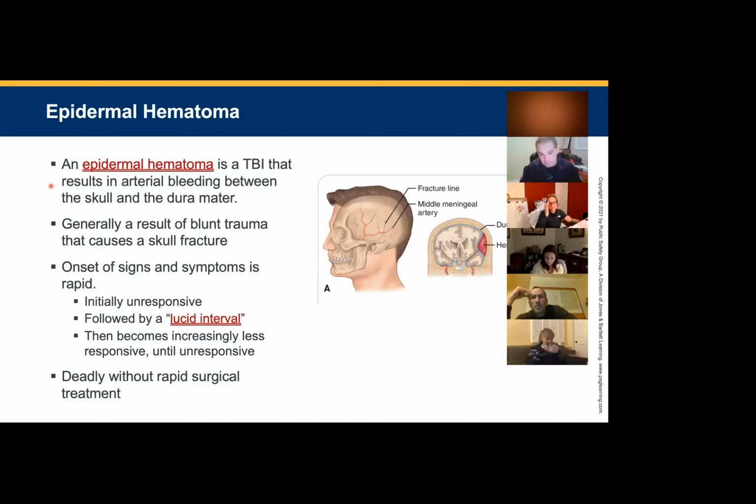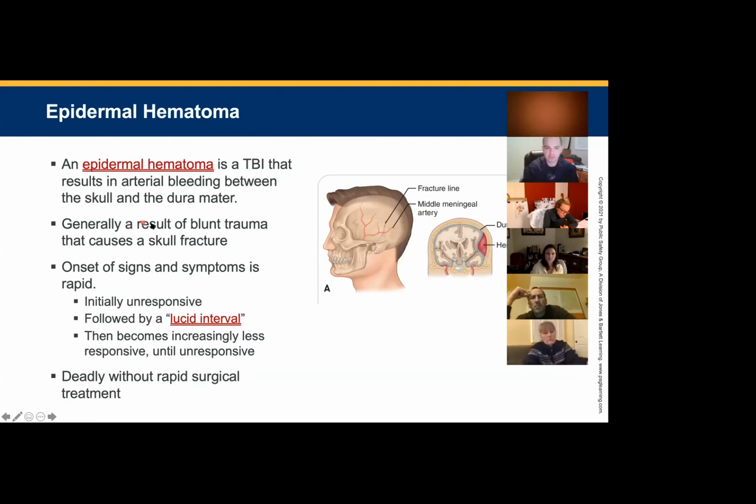All right, so an epidural hematoma is a traumatic brain injury that results in arterial bleeding between the skull and the dura mater. If we look over here, we have the dura mater, and then we have the skull, and there's bleeding happening between the two. We see in this example how the blood pocket is putting pressure on the brain and shifting the brain over. The reason they point out this middle meningeal artery is that it's often the weak point that ends up rupturing, which causes that bleeding to occur.